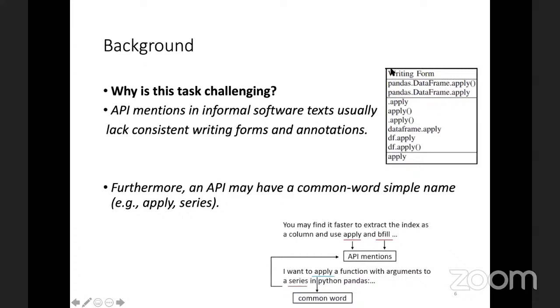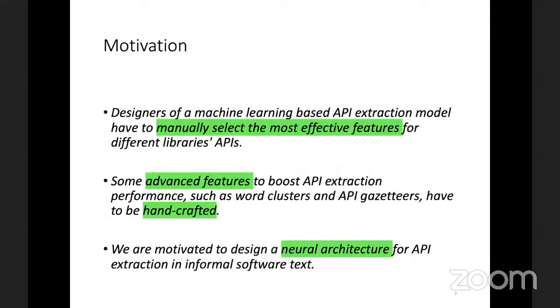Secondly, an API may have a common word as its simple name. In the following example, in the first sentence, apply is an API mention, but in the second sentence, apply is just a common word. So we cannot just use a rule-based method to distinguish APIs from common words.